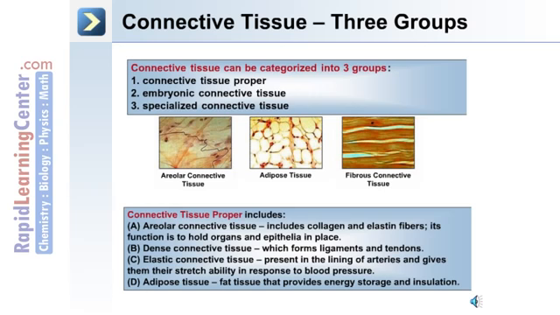Elastic connective tissue. This is present in the lining of arteries and gives their stretchability in response to changes in blood pressure. And adipose tissue, or fat tissue. This provides energy storage and insulation.